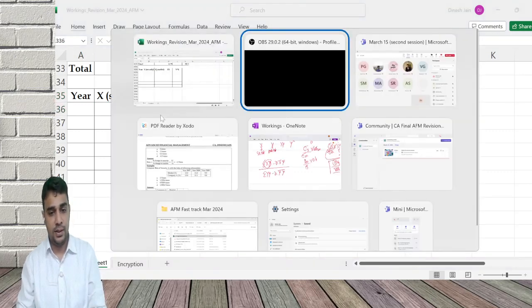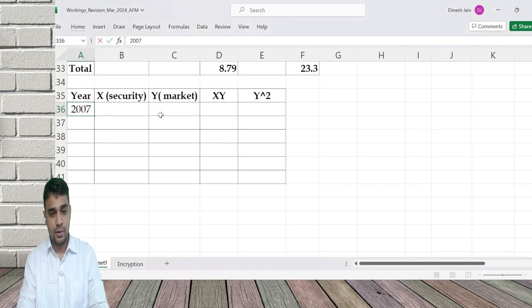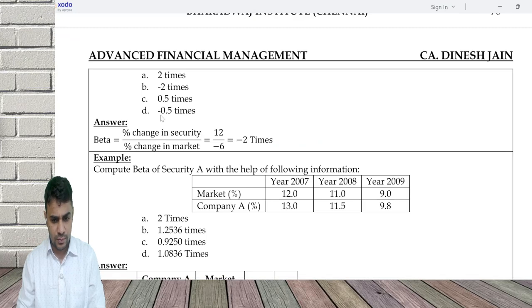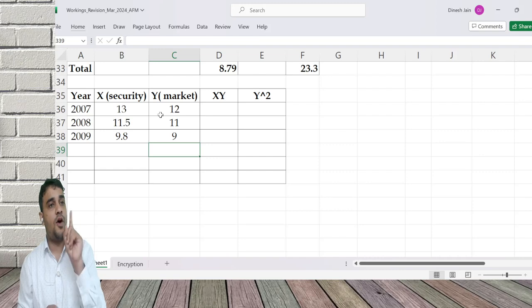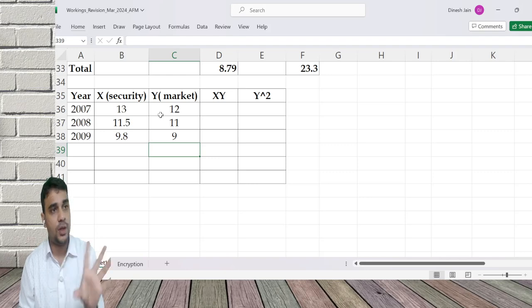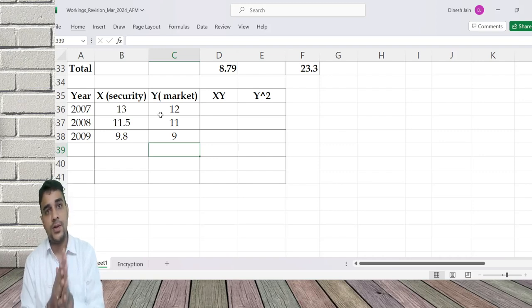Tell me the data. Year, how many years have they given? 2007, 2008 and 2009. X is 13, 11.5, 9.8, and y is 12, 11, 9. Format 1 I did one question, format 2 I have done one question, format 3 I am doing one question. Beyond that you will not see me doing calculation most of the time. Some discussions here and there, because beyond this there's nothing in the portfolio chapter. It is only the same thing you will keep repeating in different ways.